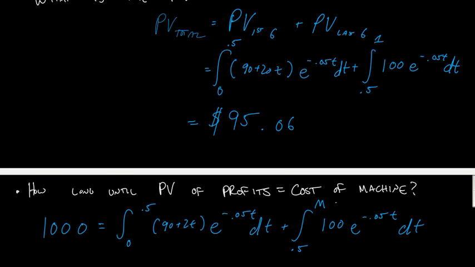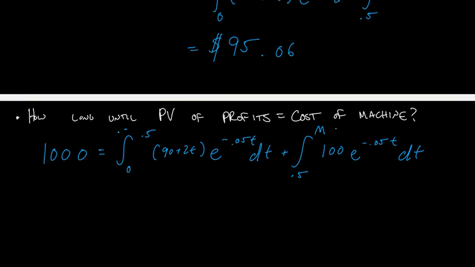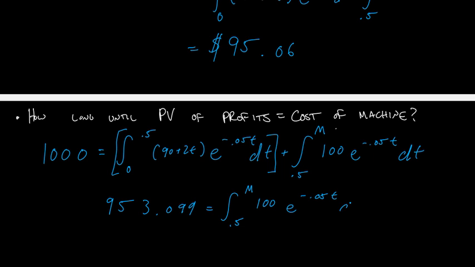And from here, we need to start to work things out. The first thing you can notice is that this term right here is something you could do by hand separately or plug into your calculator. If you did that, you could subtract that over to the other side and end up with about $953.10. So this thing itself is somewhere around 47 bucks, and this is still equal to the integral from 0.5 to capital M of 100 e to the negative 0.05t dt.